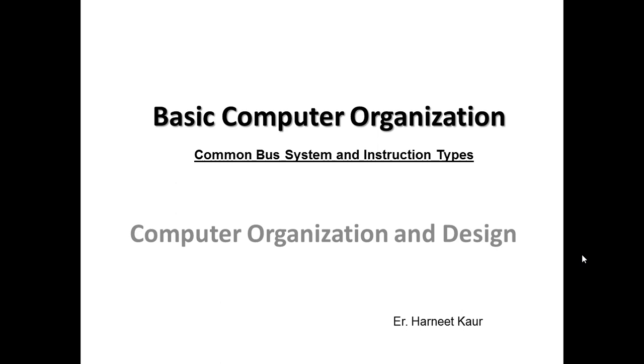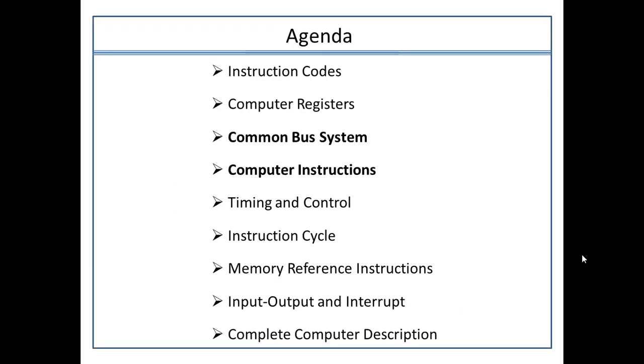So let's understand the agenda of today's lecture. Here is the agenda. We have already discussed the instruction codes and the computer registers. Now we are aware that in a basic computer, the configuration that we are taking is 4096 into 16. So 4096 is nothing but the size of memory or the RAM of this particular basic computer. Along with that, these 16 bits are the number of bits depicting the size of each word which is stored in the memory.